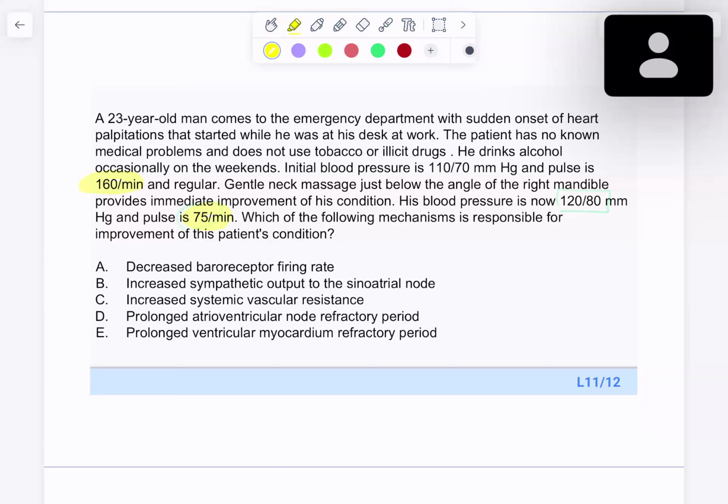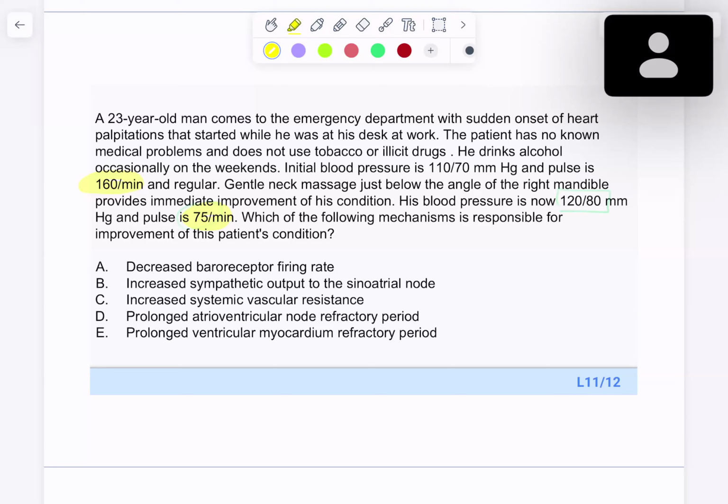D. Prolonged atrioventricular node refractory period, and I'm also seeing C. Increased systemic vascular resistance. And I'm also seeing E. Prolonged ventricular myocardial refractory period. Okay. The correct answer is none of you. The correct answer is D.